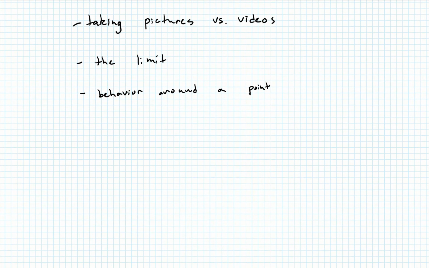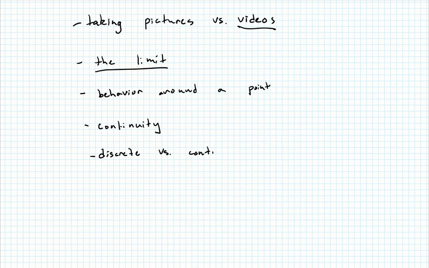But we use this idea of the limit to introduce the idea of videos in math, this idea of continuity. So in this video, we're mainly going to be talking about a more formal definition of what we would call discrete math, and then what we would call continuous math. Discrete versus continuous math. So discrete math is very old.